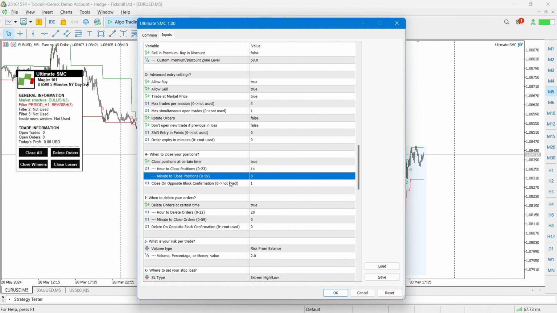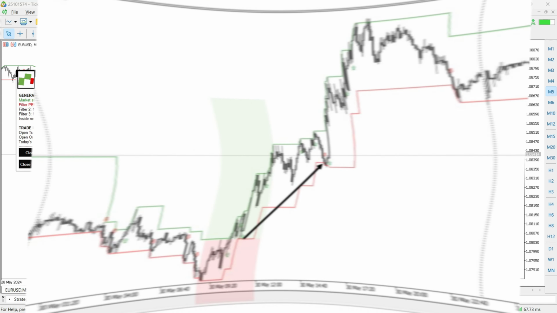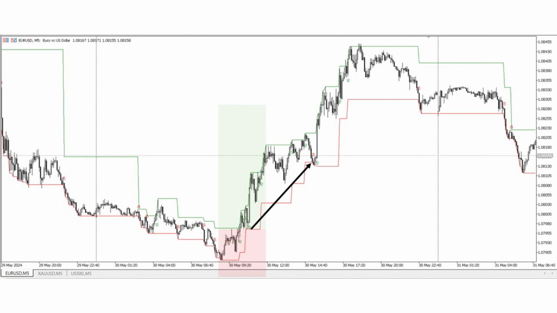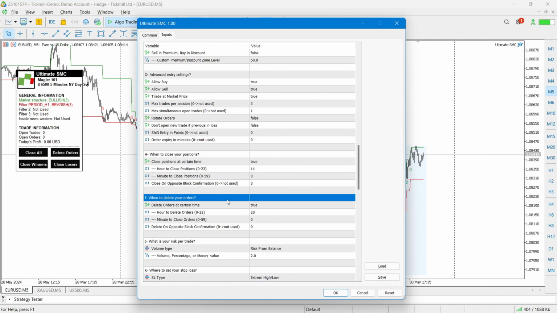You can also use the opposite block confirmation, meaning if you are in a buy trade and you have one bearish block, then you can close your trade. If you put this at 3, you will wait for 3 bearish blocks before closing your trade. It's quite similar for orders. However, for orders, you are deleting them, not closing them, because they are orders that are not yet executed. So you can delete them at a given time or when the market shifts against them.